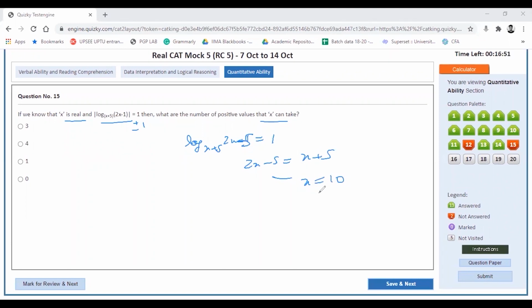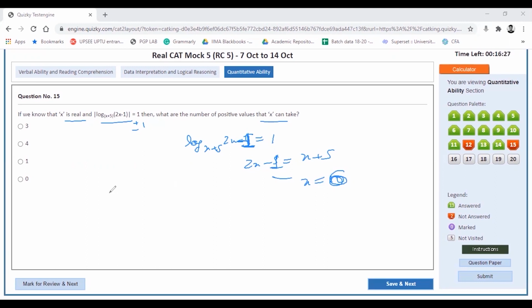Okay. No, I think I did a bit of a mistake. Sorry, this was 2x minus 1. My bad. x becomes equal to 6. Anyways, you can check: x plus 5 is 11, 2x minus 1 is 11 again.